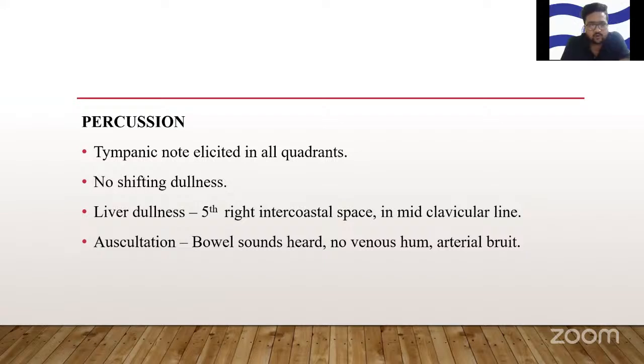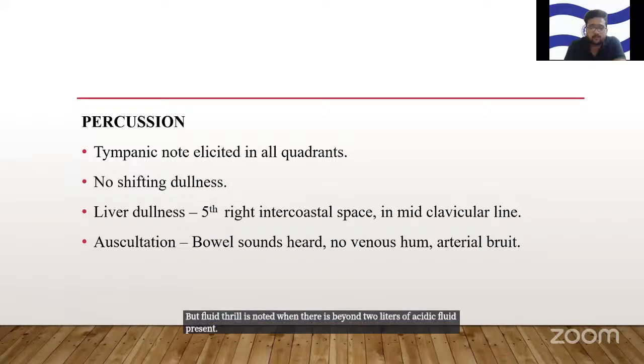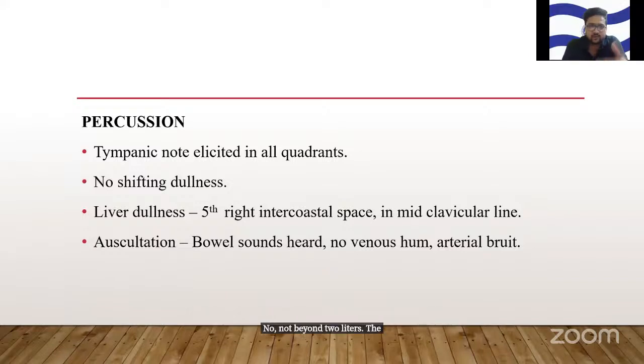So, what is the difference between fluid thrill and shifting dullness? Shifting dullness is noted when there is 1 to 2 liters of ascitic fluid, but fluid thrill is noted when there is beyond 2 liters of ascitic fluid presence. No, not beyond 2 liters. The abdomen should be tense when you elicit the sign of fluid thrill.